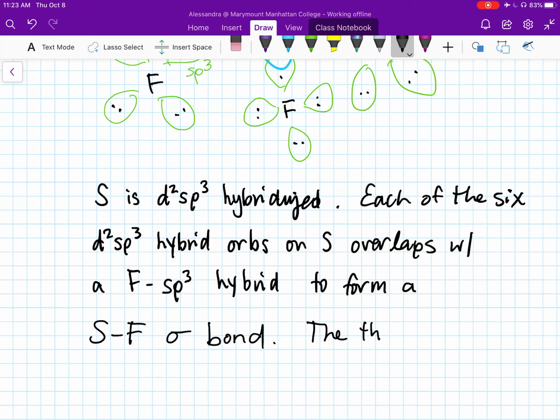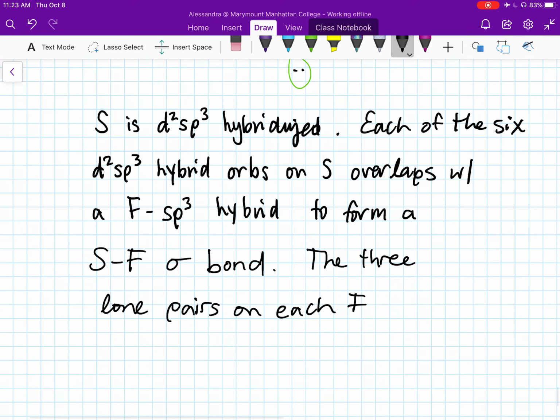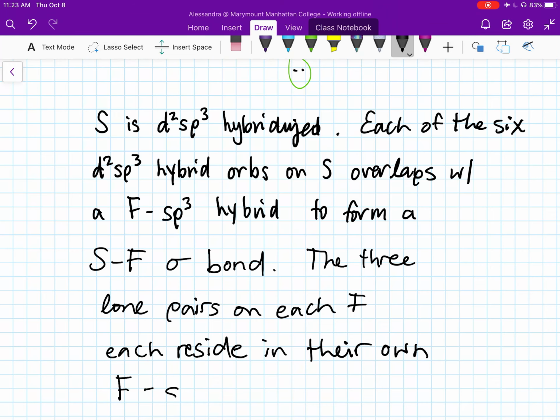The 3 lone pairs on fluorine, I can say on each fluorine, each reside in their own sp3 orbital. So a fluorine sp3 hybrid orbital. And I think that's a pretty complete description in words of the bonding situation in SF6.